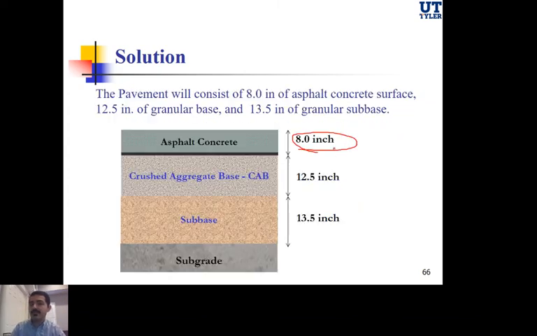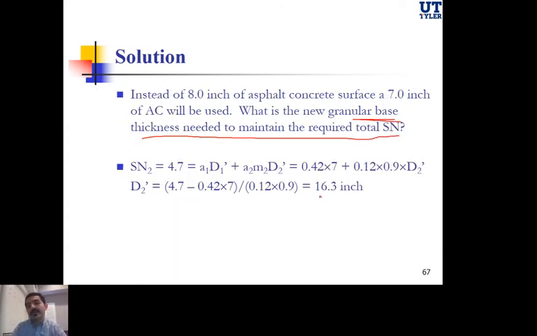Imagine again, if I'm dropping this by 1 inch, you would expect that the rest of the two layers has to be increased. At least this one will have to increase to overcome that 1 inch reduction. And that's exactly what we did. If you go now to structure number 2, which was equal to 4.7, and go back to the slides, structure number 2 is a combination of A1 times D1 star plus A2 times M2 times D2 star.